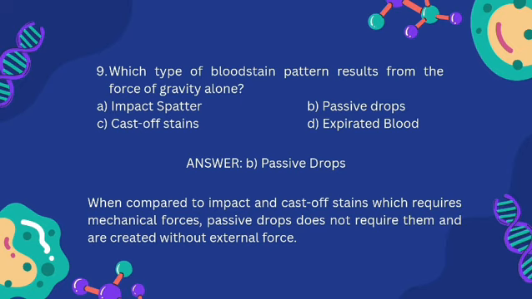Expirated blood is something that comes out from our bodies like the nostrils or the mouth, while impact spatter and cast-off stains require mechanical forces like the type of weapon a man is using and how many hits the assailant is giving to the victim and how the weapon is swung.